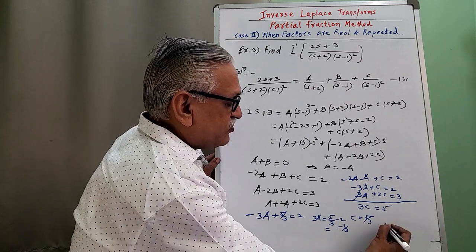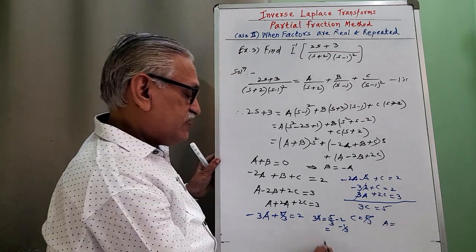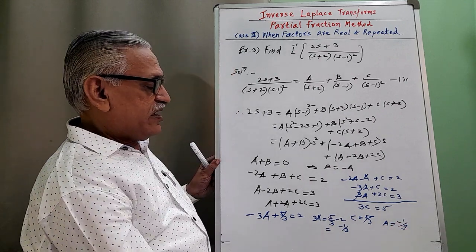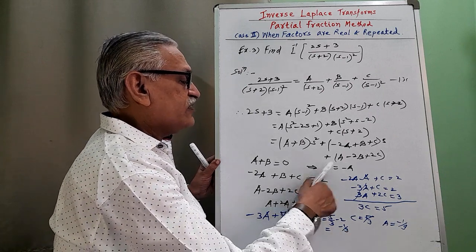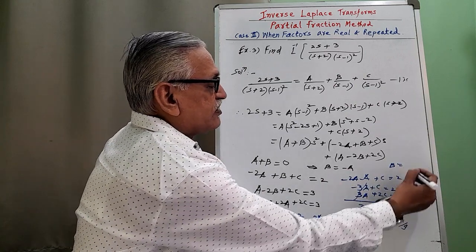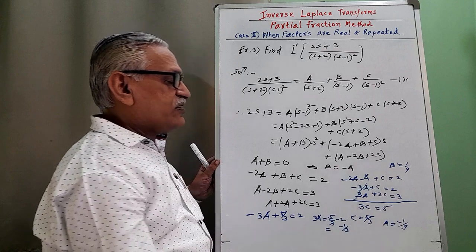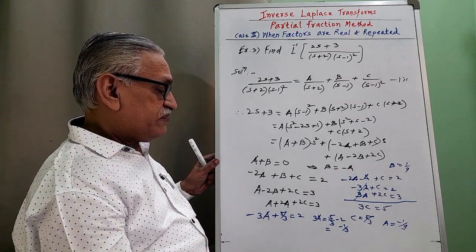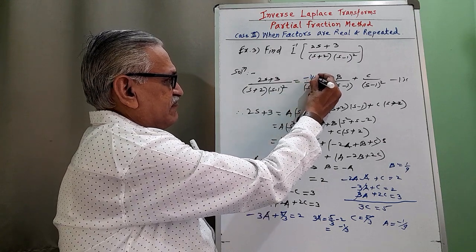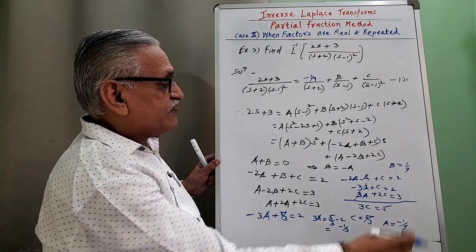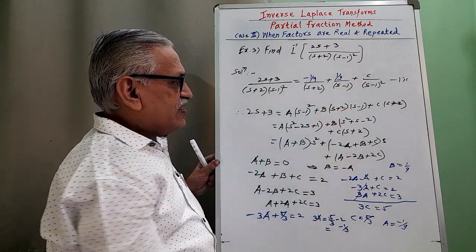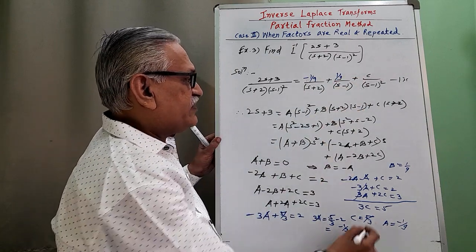and therefore a is equal to, dividing by 3 we get that value as minus 1 by 9, and a as minus 1 by 9, put here we get the value of b as minus of this, therefore we get that value as 1 by 9. Therefore a is minus 1 by 9, b is 1 by 9, and c as 5 by 3.